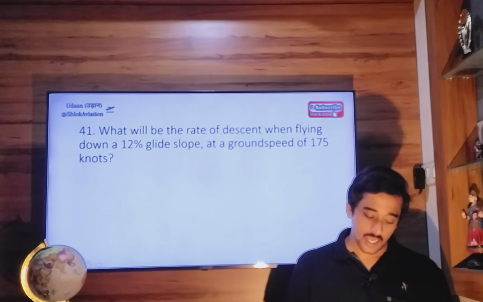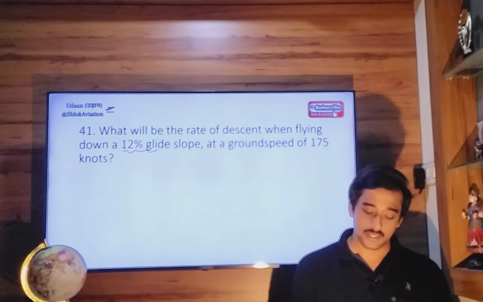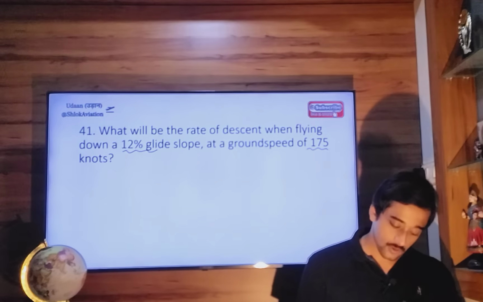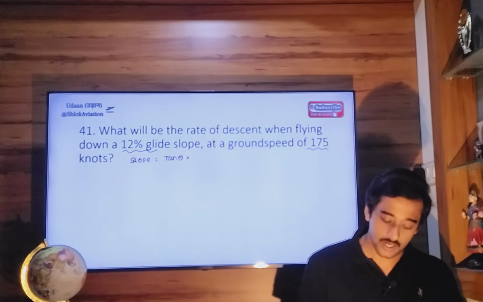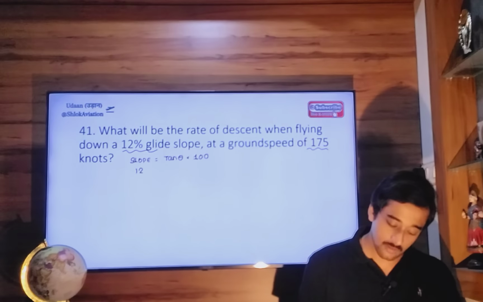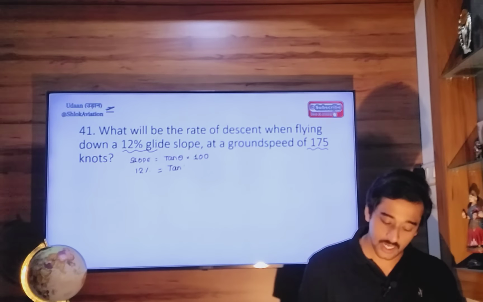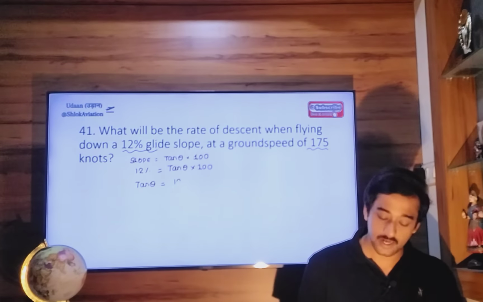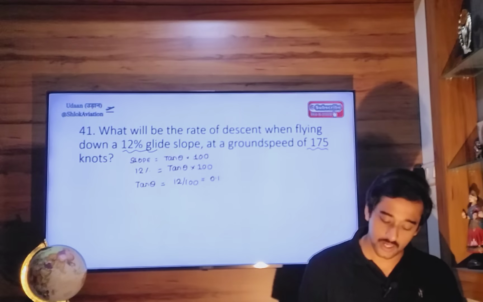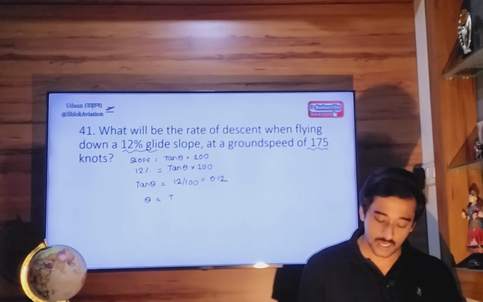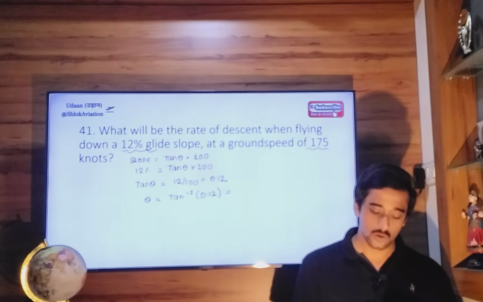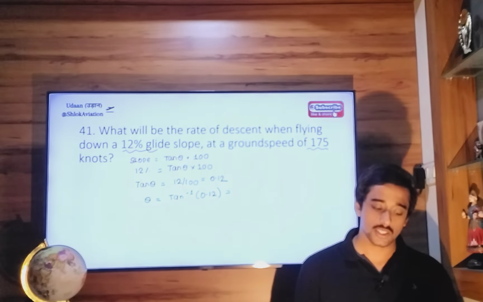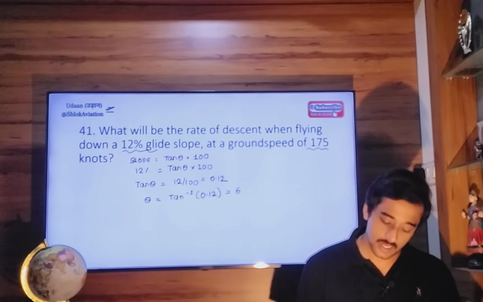What will be the rate of descent when flying down a 12% glide slope at a speed of 175 knots? So, glide slope equals tan theta into 100. Substitute the values: 12% slope equals tan theta into 100. So tan theta equals 12 divided by 100, which is 0.12. So theta equals tan inverse 0.12, which equates to a value of 6.8 degrees.